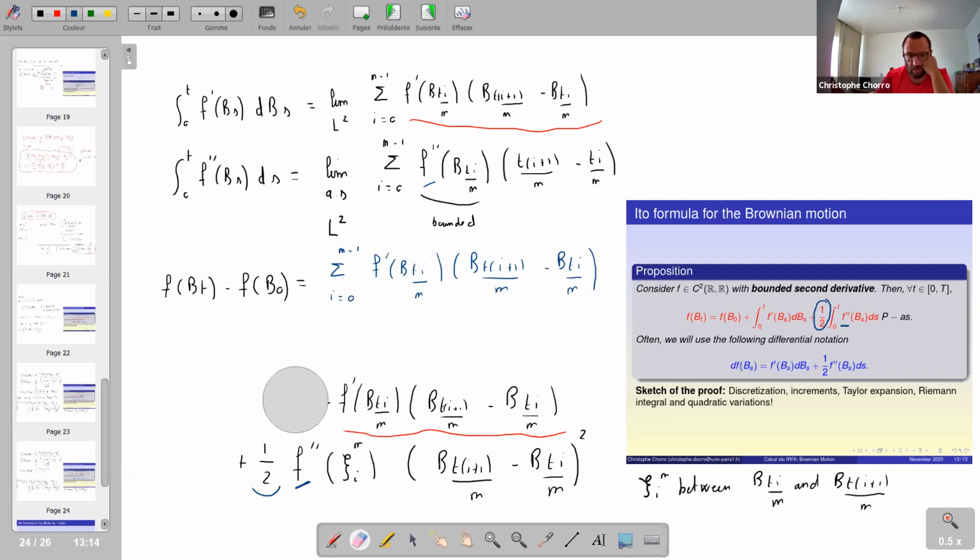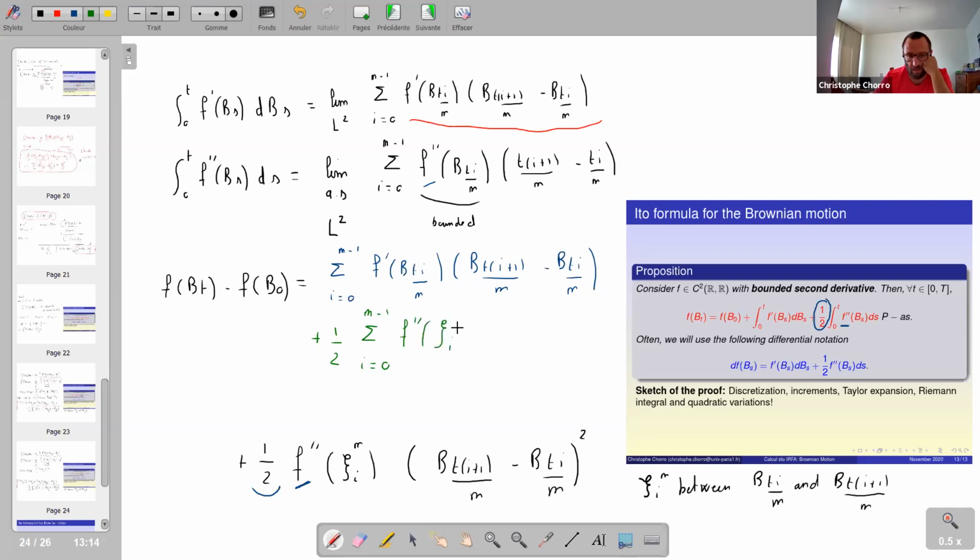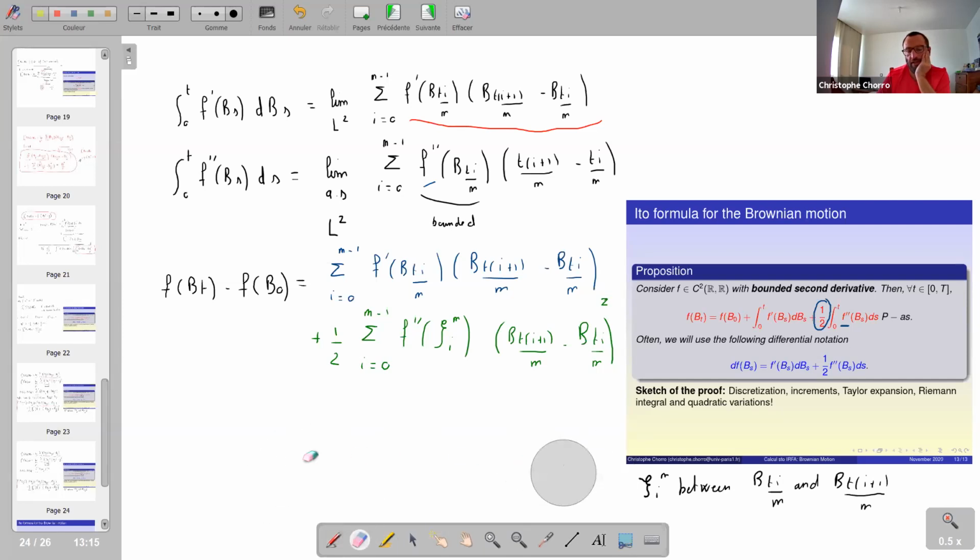So I erase this one. And it remains here. I have a term in blue, I have a term in green here, plus 1/2, the sum from i equal to 0 to n minus 1, f second of c i n, and the increment b t i plus 1 over n minus b ti over n, squared. Okay, I have this one.